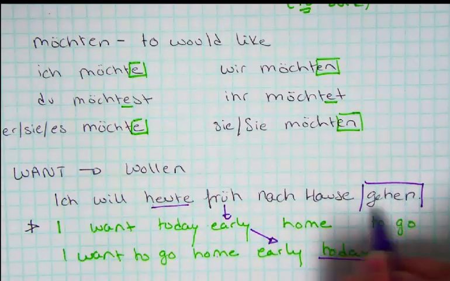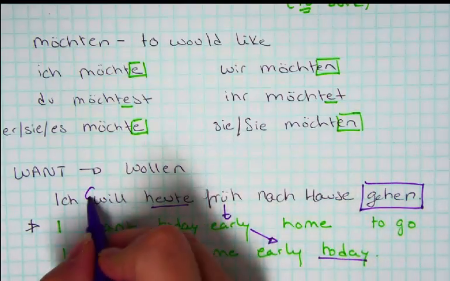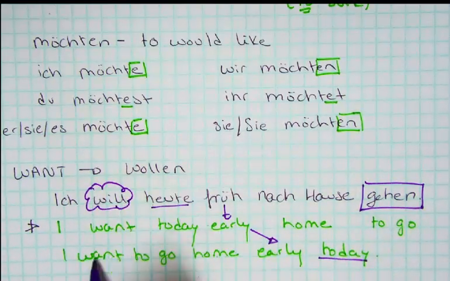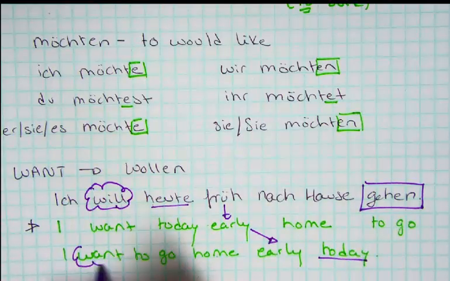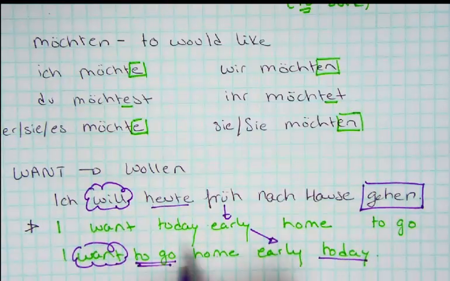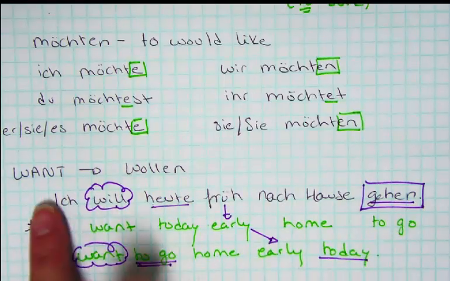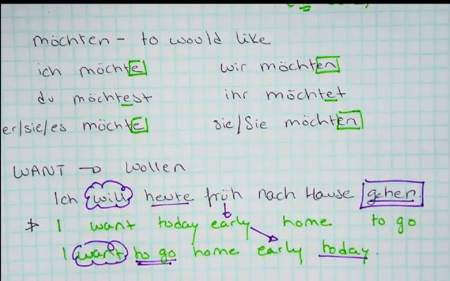Now we had said that we have our infinitives at the very end of the sentence, and here's your conjugated modal. So we do the same thing. We have my conjugated modal up here, but here's the infinitive. Right? So the infinitive in English stands right behind it. So ich will heute früh nach Hause gehen.